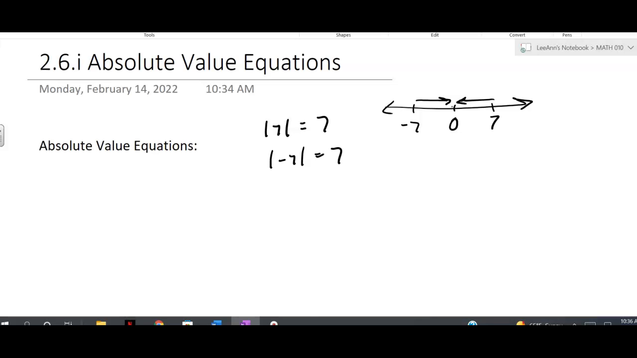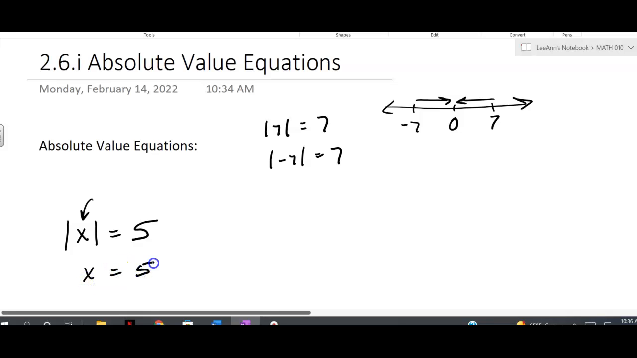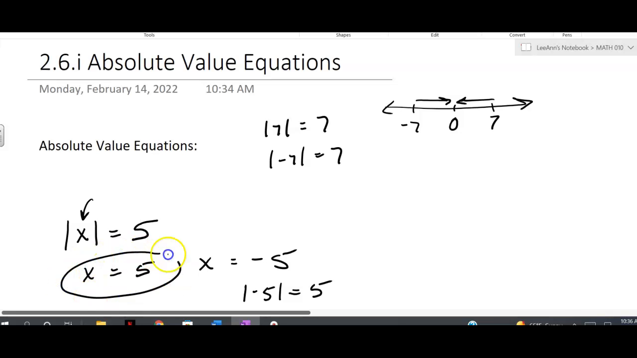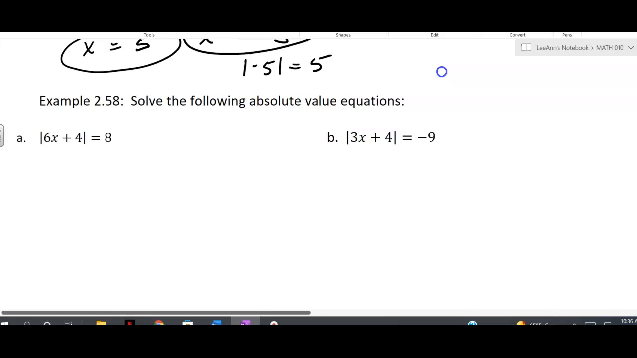So with an equation, let's say we have the absolute value of x equals 5. So what is x? Well, x could be 5, right? But x could also be -5, because if you took the absolute value of -5, you would get 5. Okay, so with absolute value in your equations, you're going to have to consider the positive case and the negative case. Now, I usually write the negative case on the left, but it doesn't really matter, I guess.